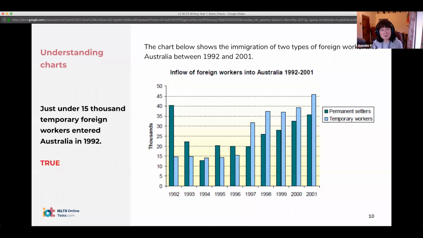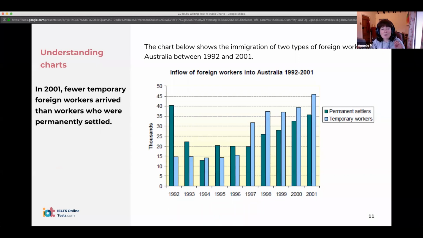Okay, very good. So we've got everything here. We've got temporary, we've got foreign workers, we've got the entered. So it's the people actually coming in. So this is very accurate, very precise. Okay. And you can also see how we've got some different ways. So we've got inflow, we've got immigration, we've got entered. So you're starting to see some paraphrasing there as well, different ways to talk about the same thing. Okay.